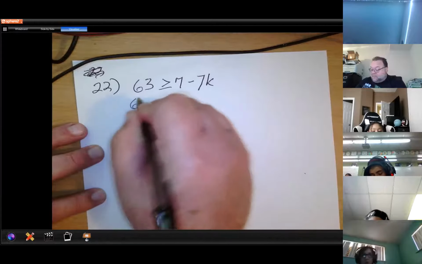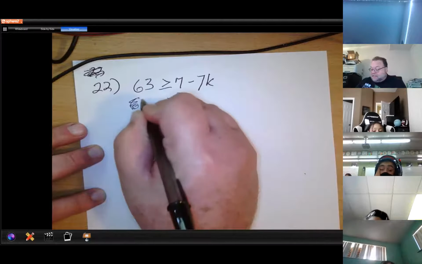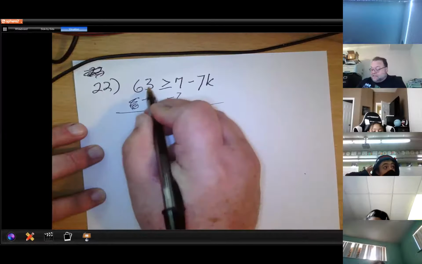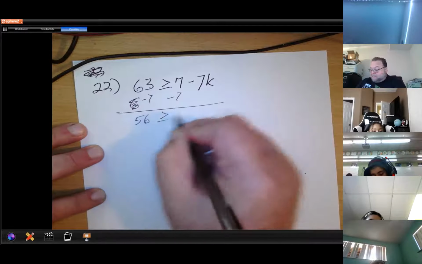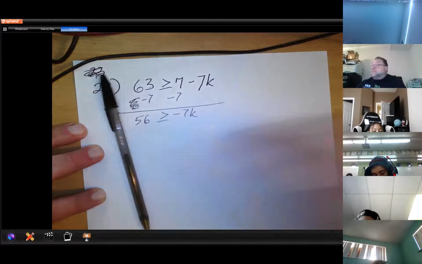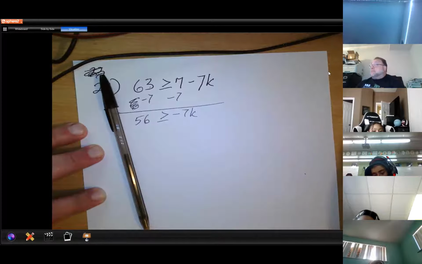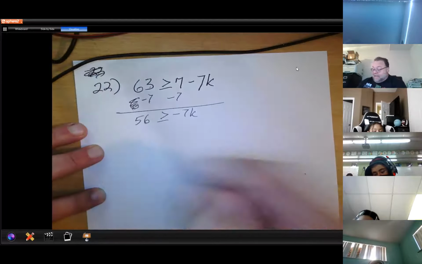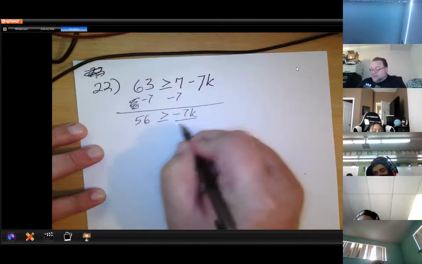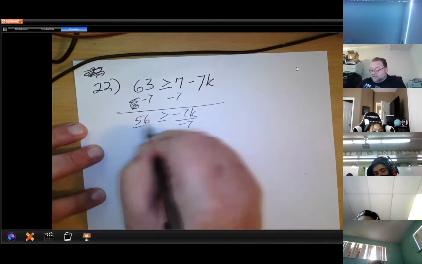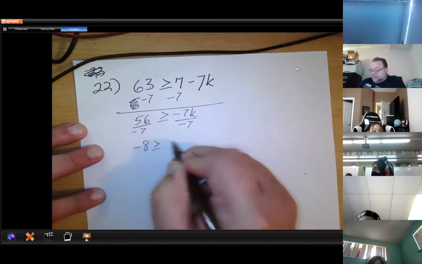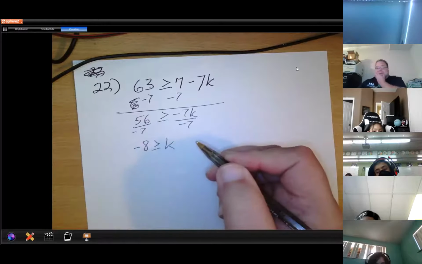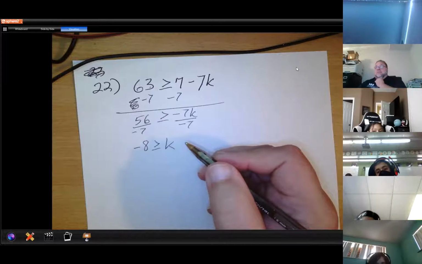So I'm going to subtract 7 and subtract 7, right? 63 minus 7 is going to give me 56. And then I would divide by negative 7, right? And when I do that, I'll get negative 8 is greater than k. Now, this is doing it the normal way without doing the fix.